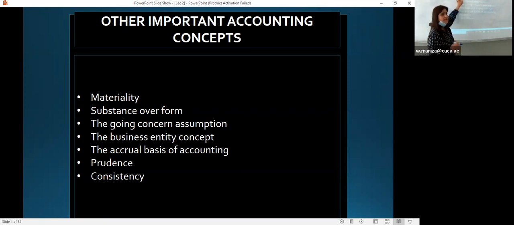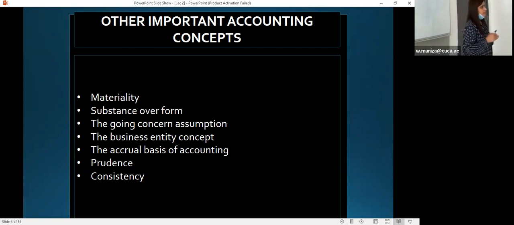The first one is materiality. Materiality is the concept which tells us that all the items are material if they have a capacity to affect the economic decisions of the users of the financial statements. Anything is material if it has a capability to influence the decisions taken by the users of the financial statements. I repeat, if you want to write, you can. All the items are material if they have a capacity to influence the decisions taken by users of the financial statements.